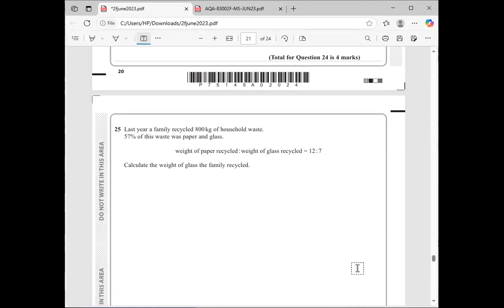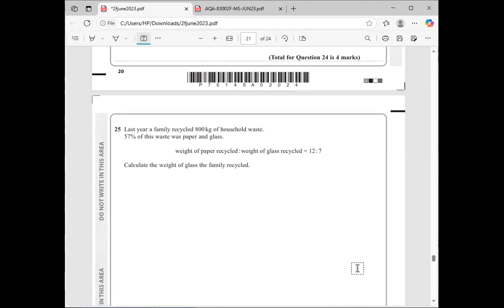Okay, so 456 is the total weight we're working with. So our ratio is 12:7. So let's see. 12 plus 7 is 19, right? Yes. So the total, that's my denominator. My denominator will be 19.